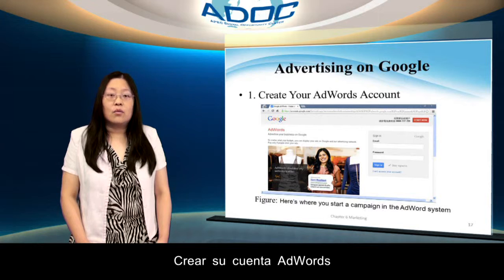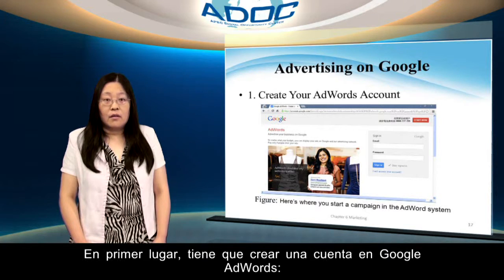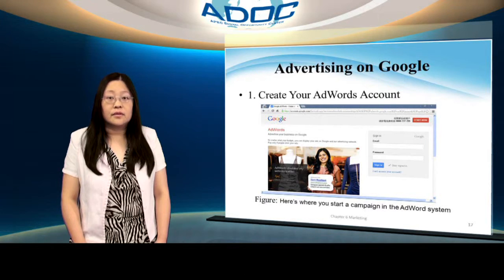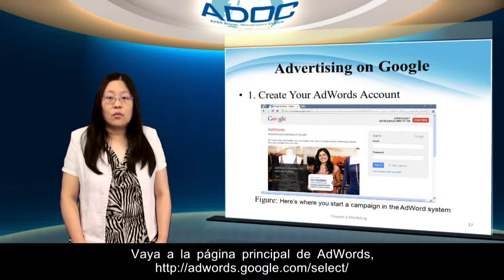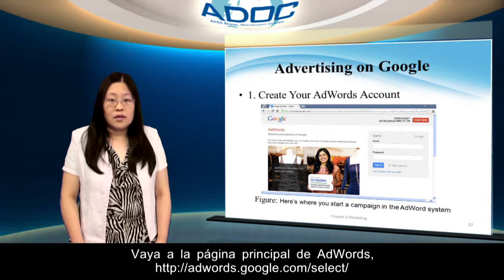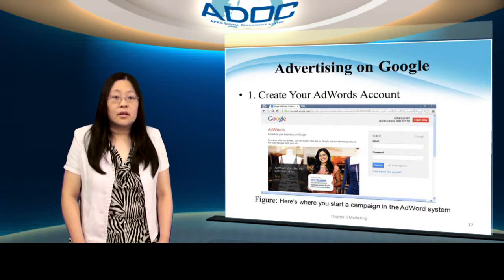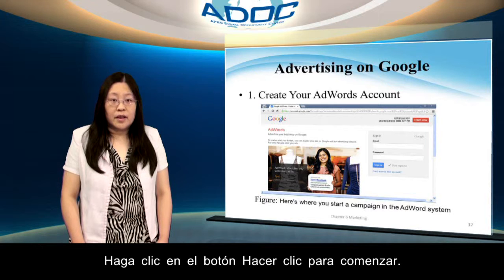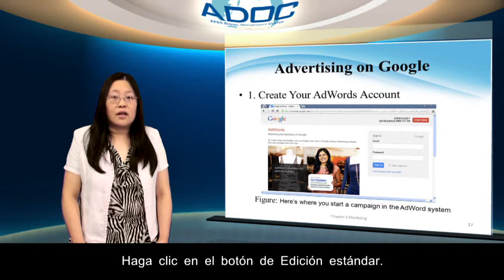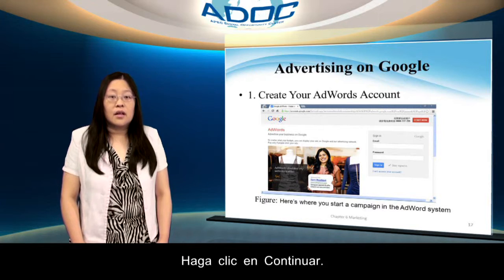Create your AdWords account. First off, you have to create a Google AdWords account. Go to the AdWords homepage, http://adwords.google.com. Click the Click to Begin button. Click the Standard Edition button. Click Continue.